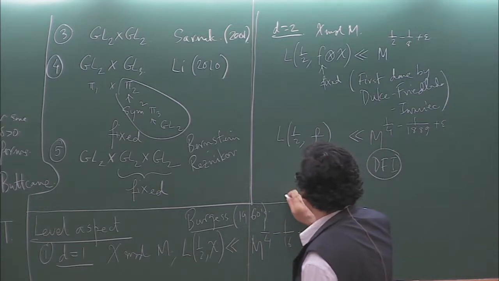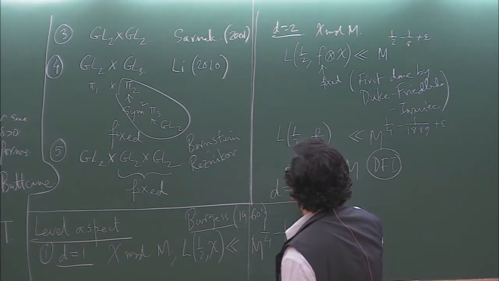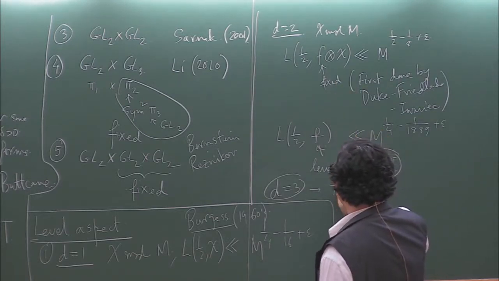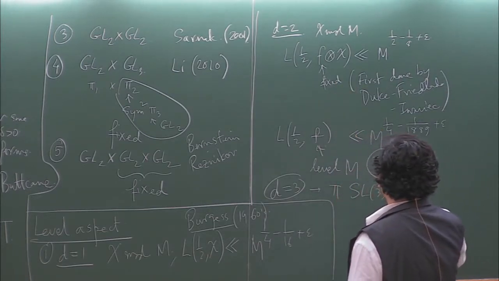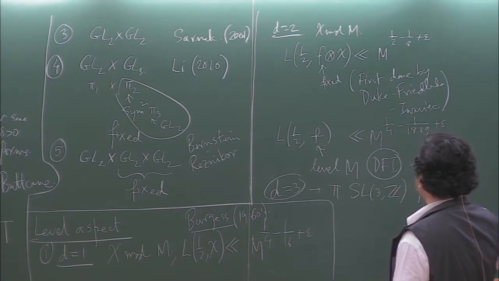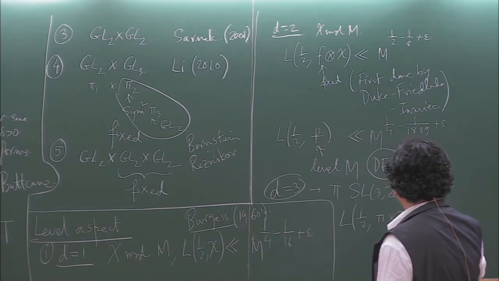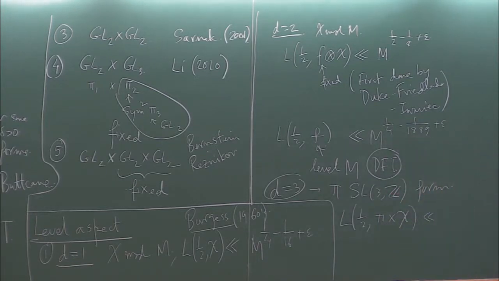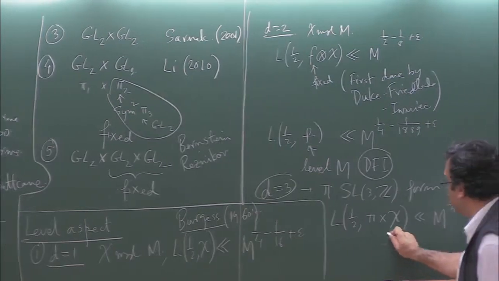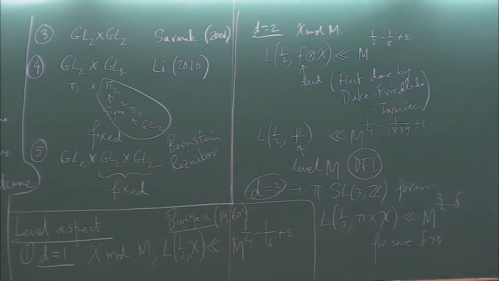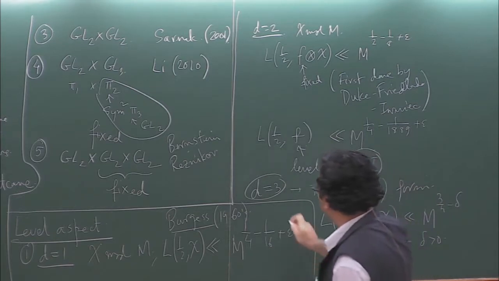All right, for d equals 3. So again, if you look at the twist, where pi is an SL3(Z) form, if you twist by chi, then the conductor is m cubed, and m to the power 3/4 minus some delta is known. You can write delta down, and you can get something good here also.